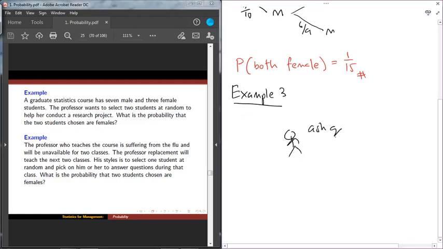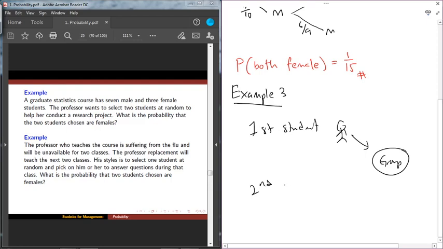Ask a question, and then the student can sit back in the group, and only then will he choose another student. He chooses the first student, and after the answer this student can sit back in the group, and he chooses the second student from here, which means the first student who answered the question can also be the second student. So the quantity, the total, doesn't change, it always remains there.